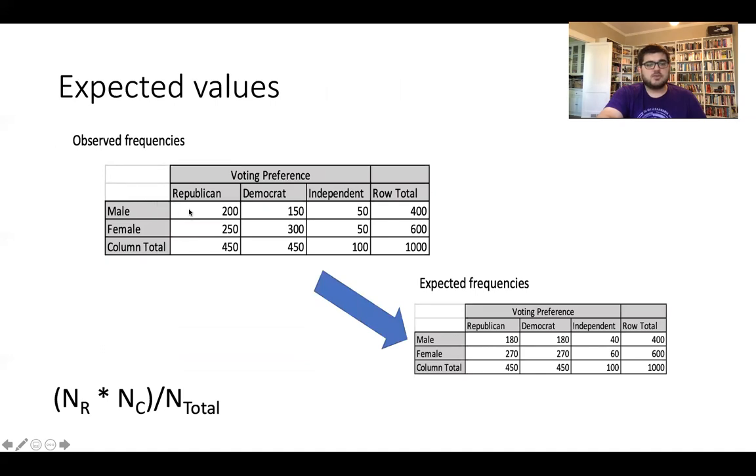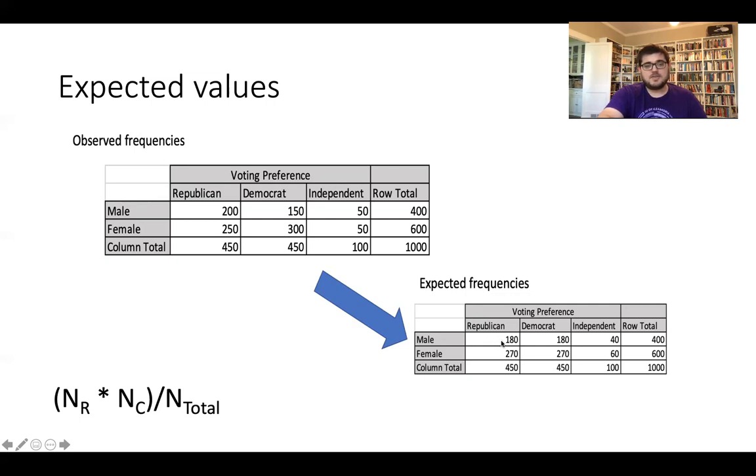So you take your observed frequencies, that's the amount of people who actually fell into each category in your sample, and you calculate the expected frequencies. And I say expected because it's what you would expect if the null hypothesis is true. So if voting preference really is independent of gender, then you would expect to see 180 male Republicans. There actually were 200 male Republicans in the real sample, but if the null hypothesis is true, there would be about 180.